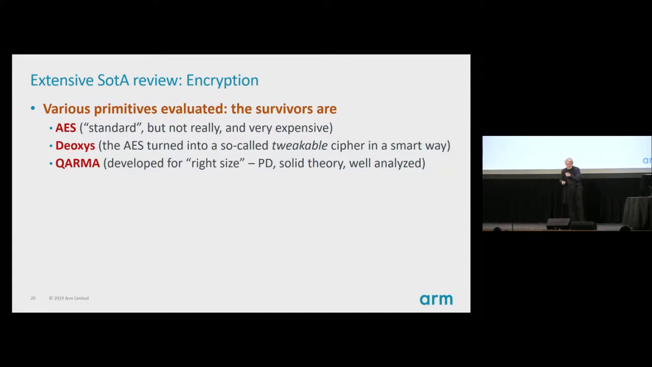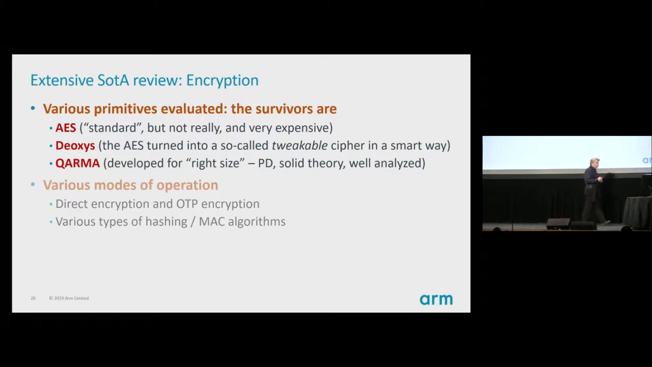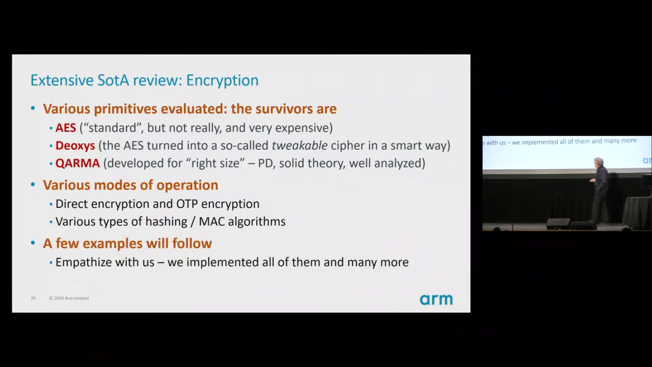And it was developed for the right size. It is public domain, so if you want to use it, you don't have to pay anybody. It has a solid theory, in my very, very not so humble opinion, and it has been well analyzed in the meantime. Various modes of operation, which basically are direct encryption. It means that the obfuscation path goes through the cipher, or what we call one-time pad encryption, OTP. It's very common in the industrial world to abuse this word, which means that you generate a mask. You use the cipher to generate a key stream and that is XORed to your secret. And the various types of hashing and mechanisms.